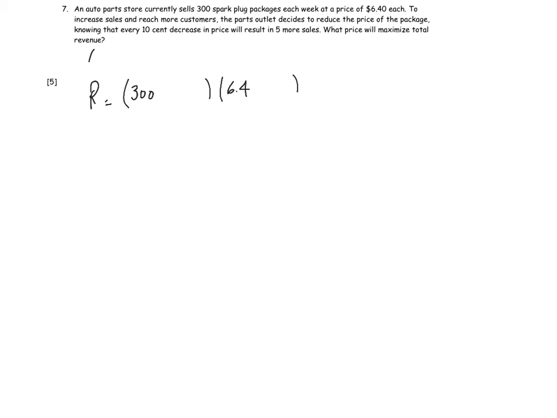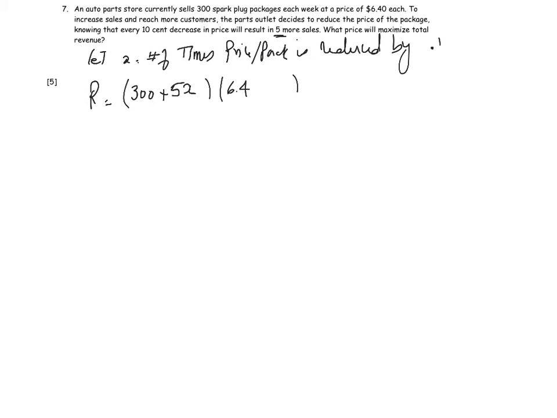So let x be the number of times the price per package is reduced by 10 cents, 0.1. So this means that for every time we reduce by 10 cents, we are going to have 5 more customers. So 300 plus 5x times 6.4 minus 0.1x.